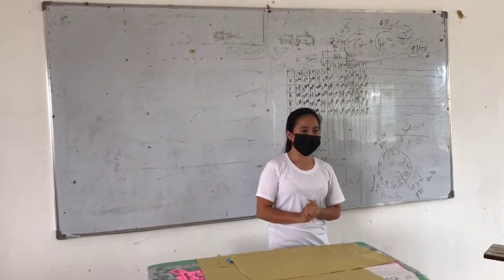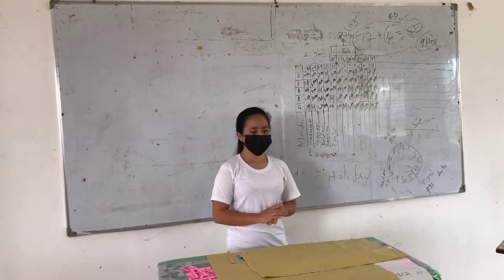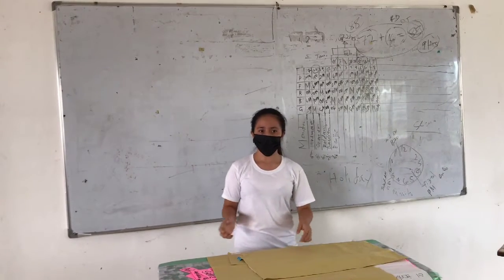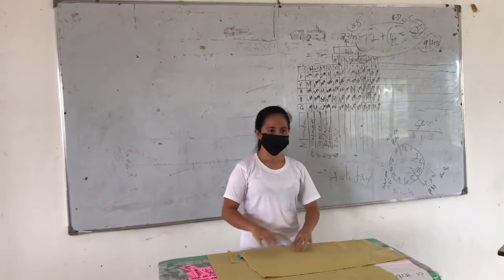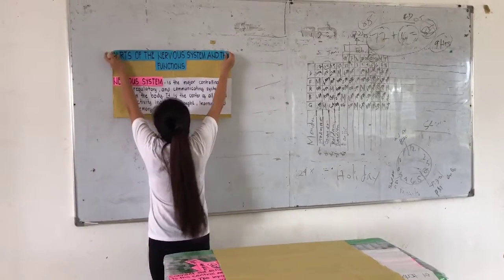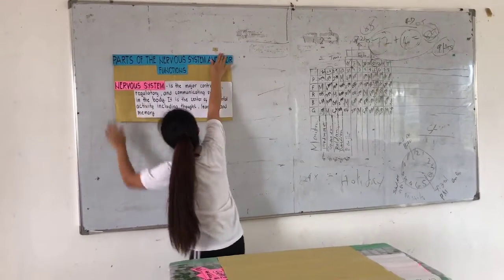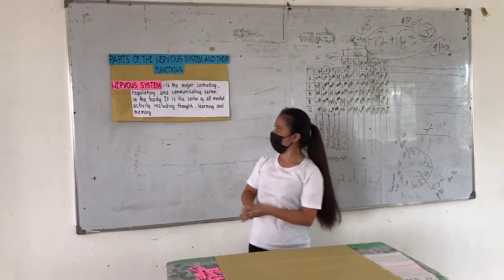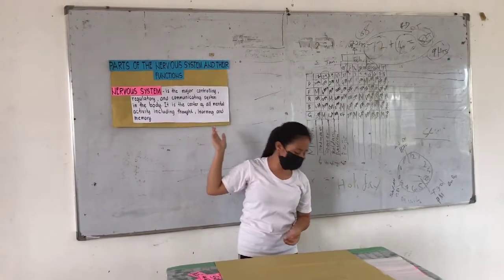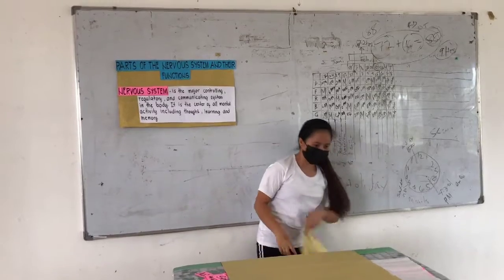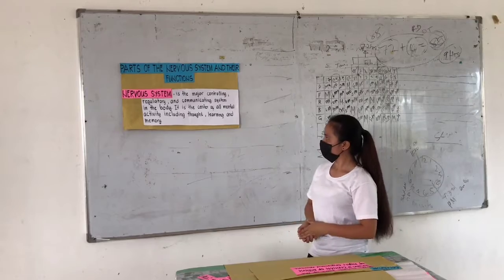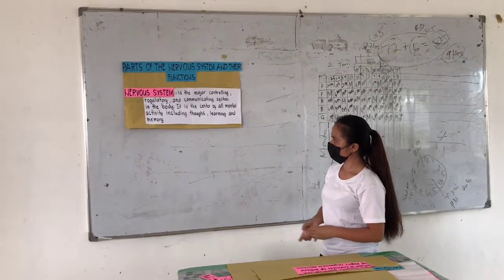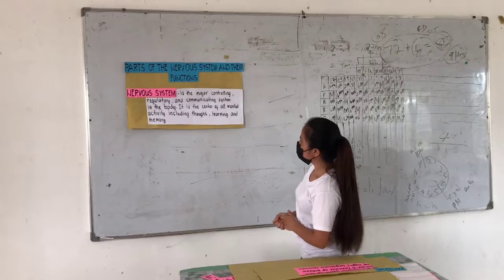Class, let's proceed to our new discussion. Our topic for today is about the parts of the nervous system and their functions. So, Erica, can you please read the definition of the nervous system? Yes, ma'am. The nervous system is the major controlling, regulatory, and communicating system in the body. It is the center of all mental activity, including thought, learning, and memory.